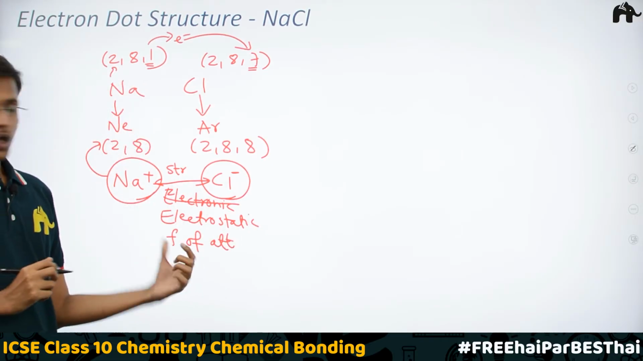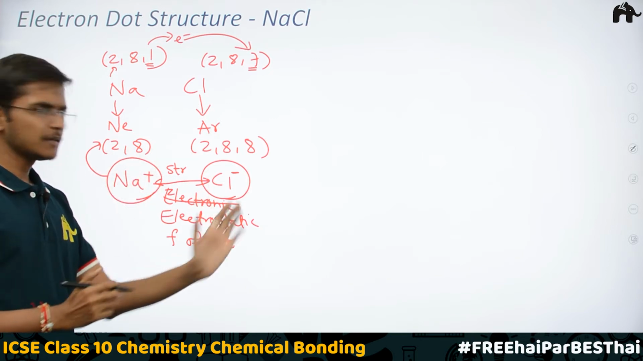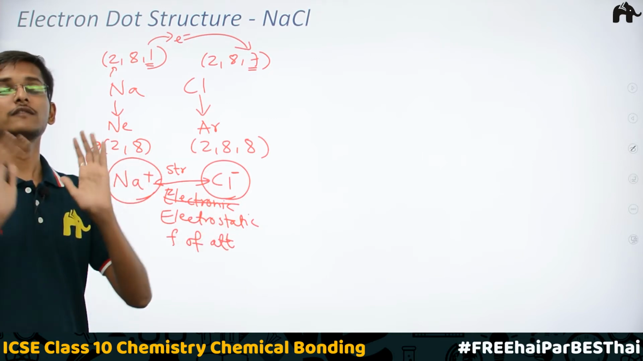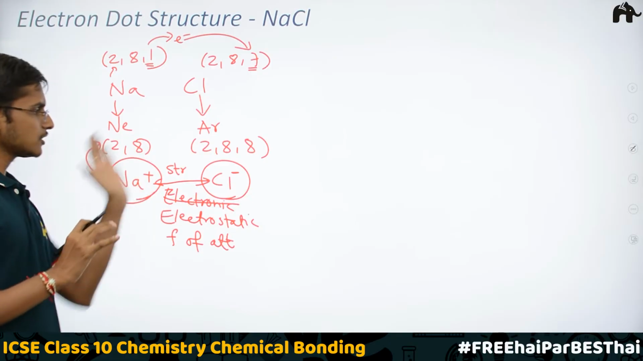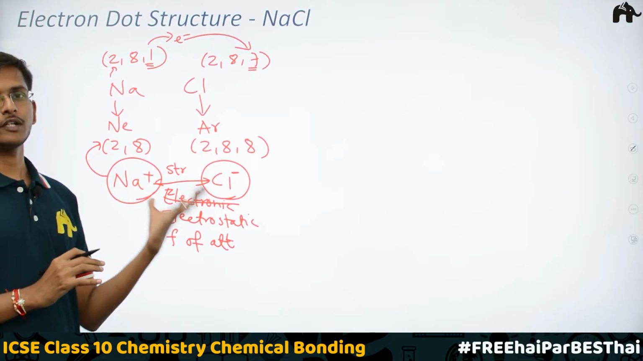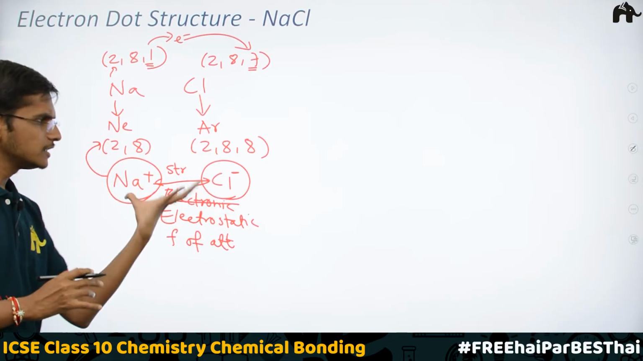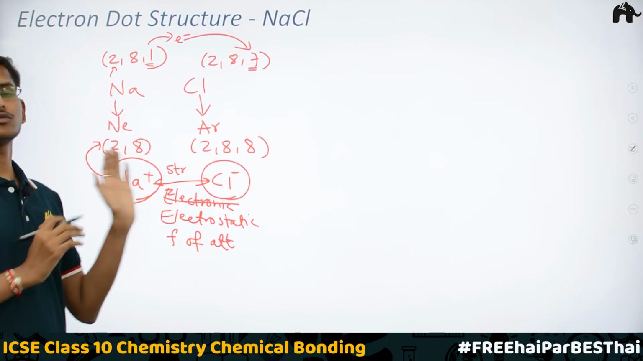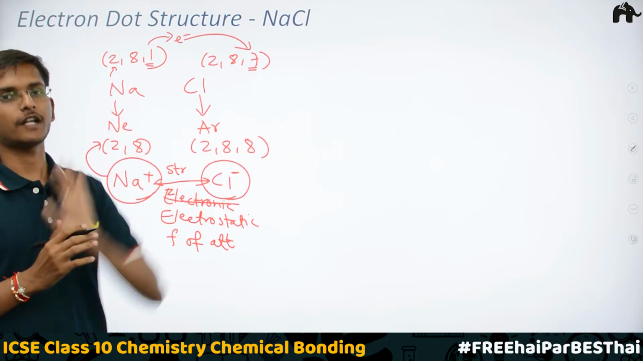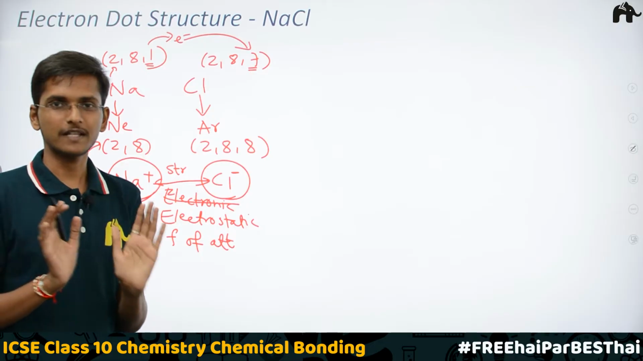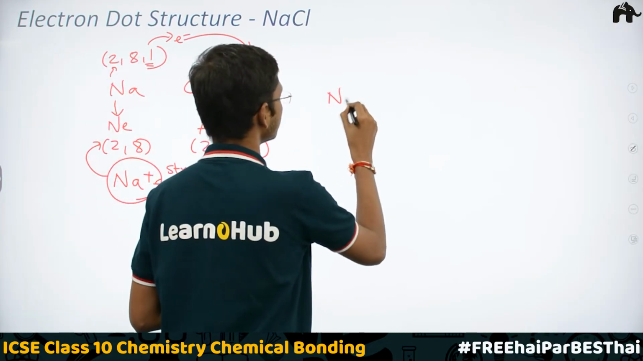Okay, attraction develops between the Na plus and Cl minus, and this results in the formation of an ionic bond. And the ionic compound NaCl is formed. So this very story you have to just represent with the help of an electron dot structure. As simple as that. Okay, so I'm having this Na.